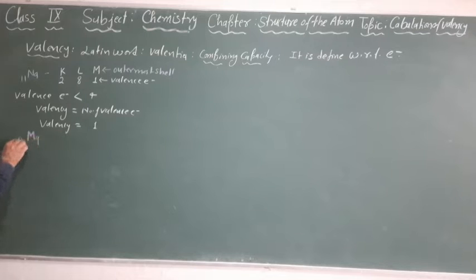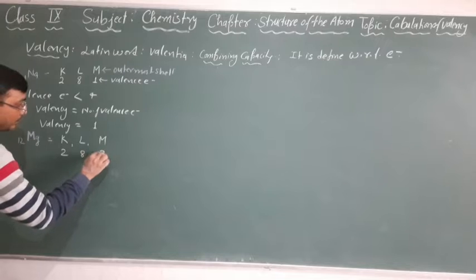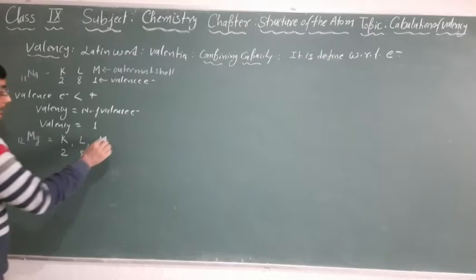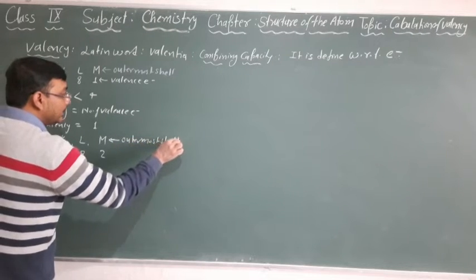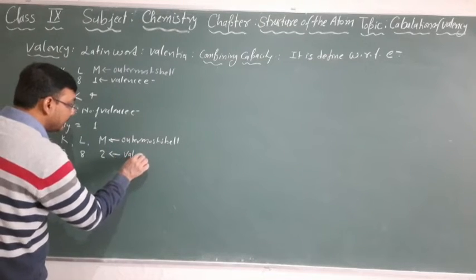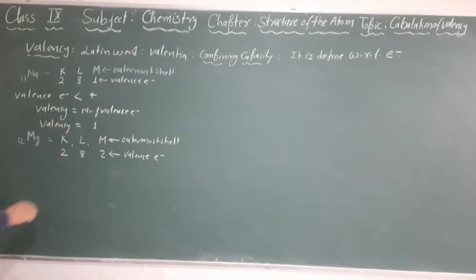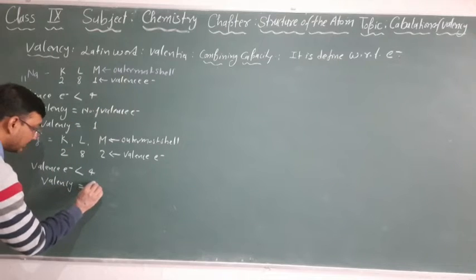Then magnesium 12, electronic configuration K L M is 2 8 2. This is the outermost shell. The number of electrons in the outermost shell is the valence electron, and the valence electron is less than 4. So valency is equal to the same formula, that is 2.